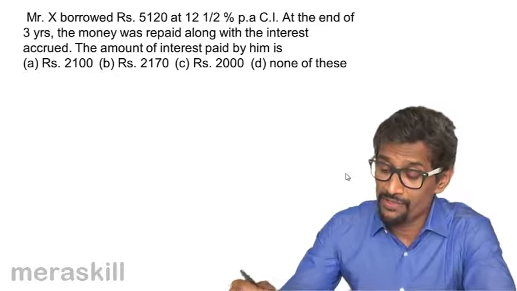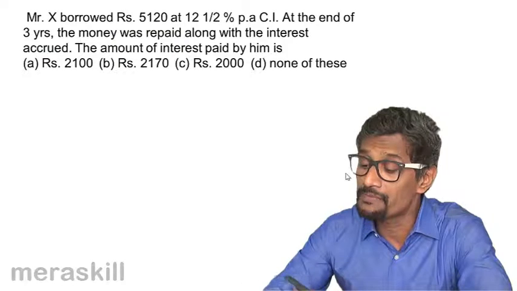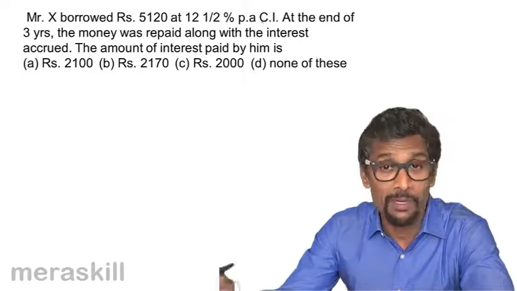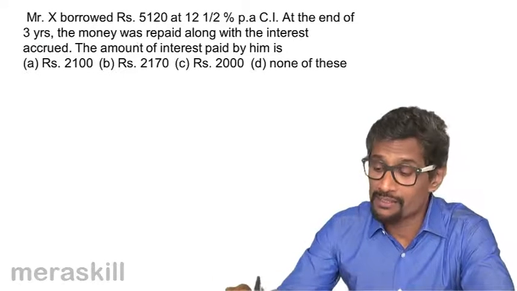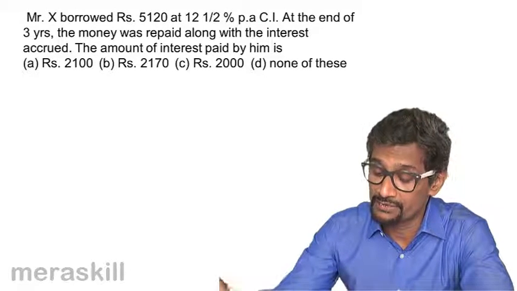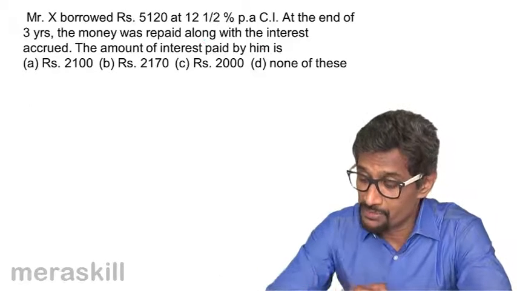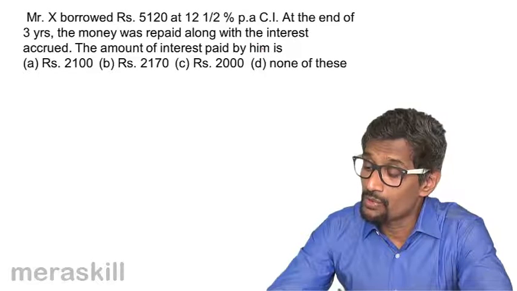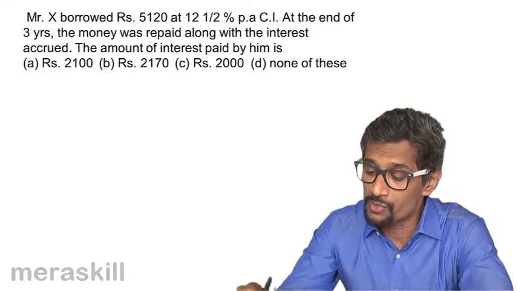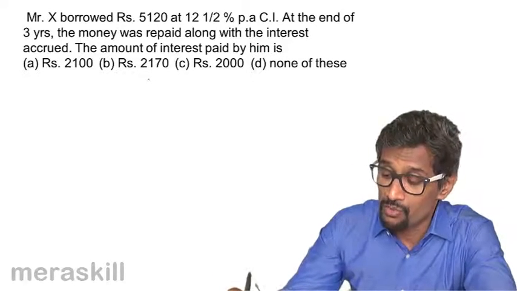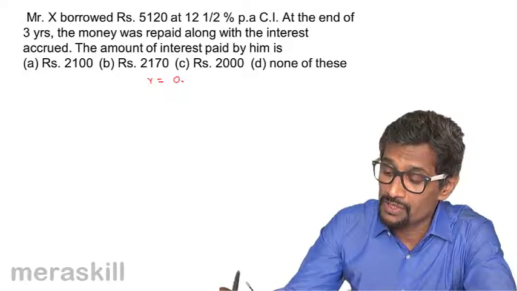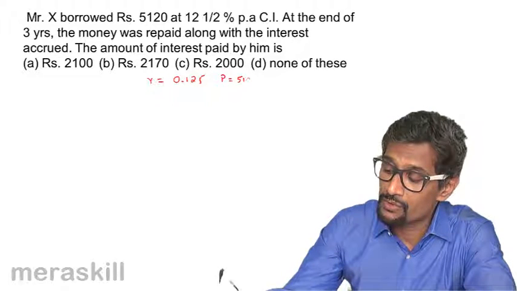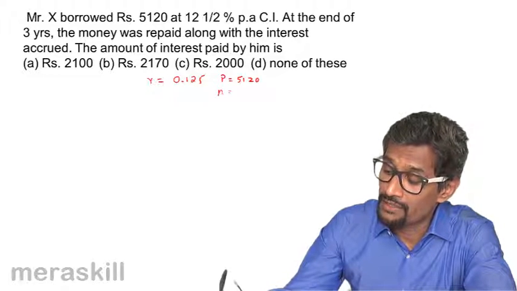So what do we have here? You have Mr. X borrowing rupees 5,120 at 12.5% per annum compound interest. At the end of 3 years, the money was repaid along with the interest accrued. The amount of interest paid by him is so and so. Now here obviously it's being compounded just once a year, annually, because no specific period has been mentioned. So R is going to be 12.5%, which is 0.125, P is 5120, and N is 3.